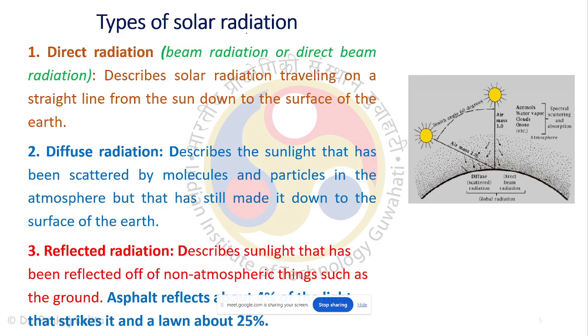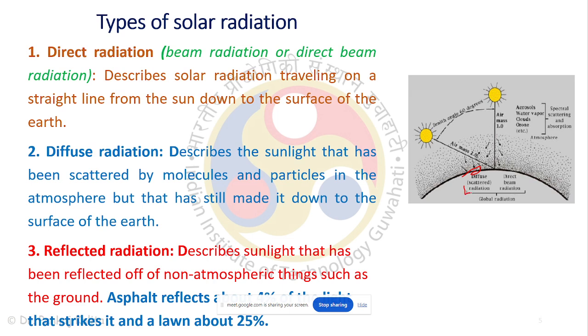Now, the types of solar radiation. There are majorly three types: one is direct, another is diffuse, and the third is reflected. Direct is the solar radiation which is coming in a straight line, so it has not been deviated, scattered, or absorbed. That is directly coming onto the surface of the earth. Diffuse radiation is that radiation that has been scattered by the molecules and particles in the atmosphere, but still has made it down to the surface of the earth. So that is the diffuse radiation, right?